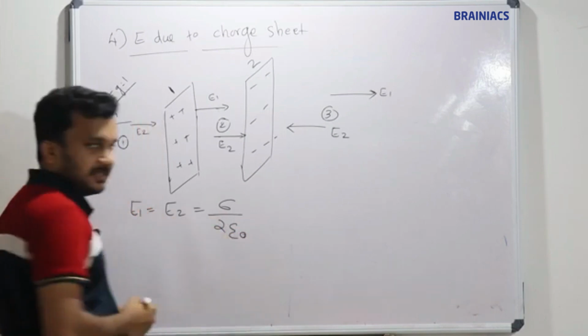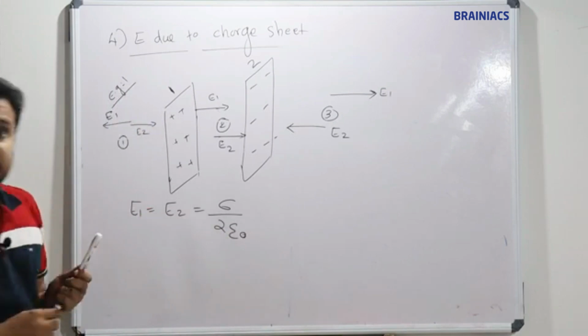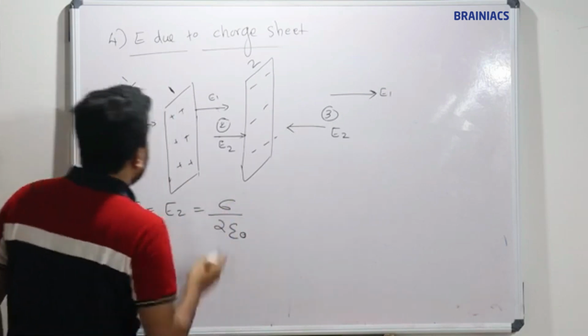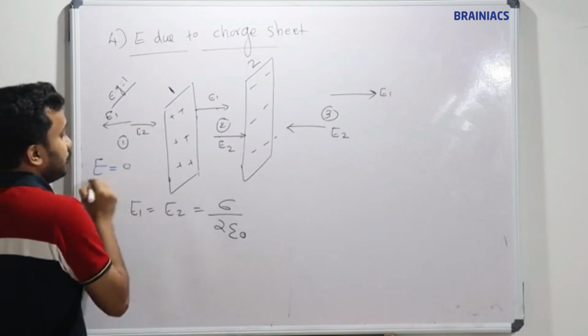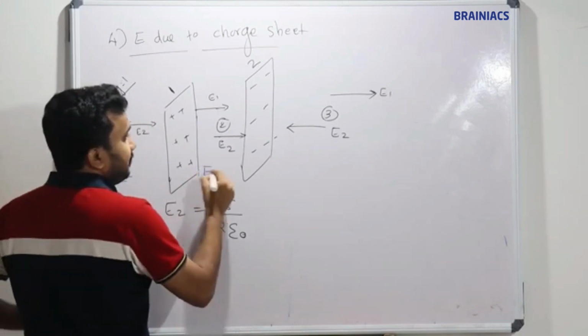Here E1 and E2 are the same, and electric field is a vector quantity, and both are directing in the opposite direction. So what will the total electric field be here? It is equal to 0. What will the total electric field be here?